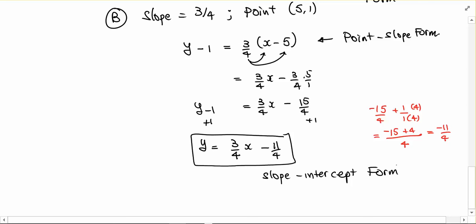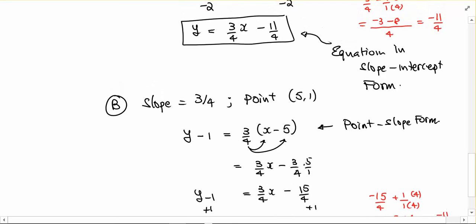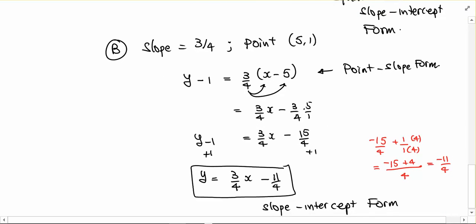And you can see that it didn't matter which point I used, the equation worked out to be the same, 3/4 x minus 11/4, right? Both equations are exactly the same. So it doesn't matter which point you use for this. And so now you know how to use the point slope formula. You find the slope and use the point in that formula. All right, in the next video we'll take a look at some more complex examples using the point slope formula.